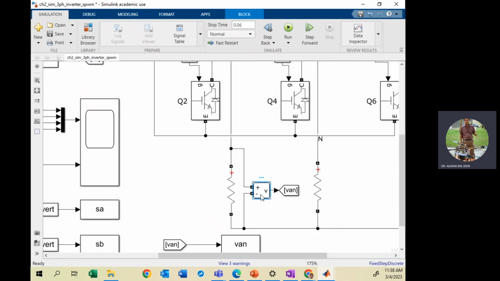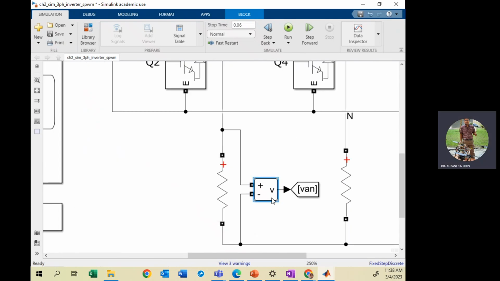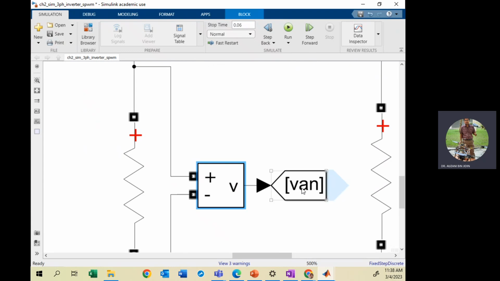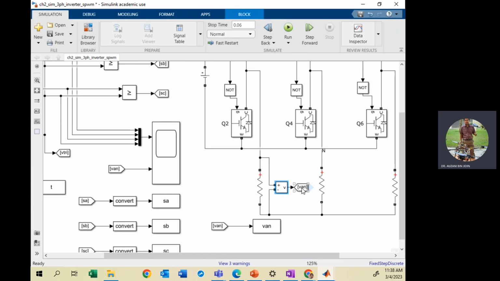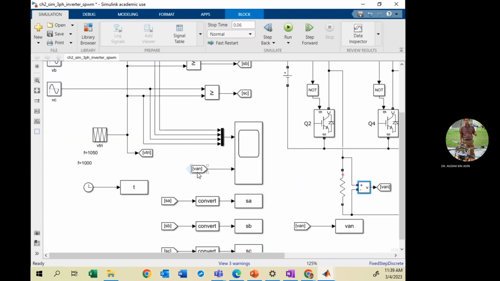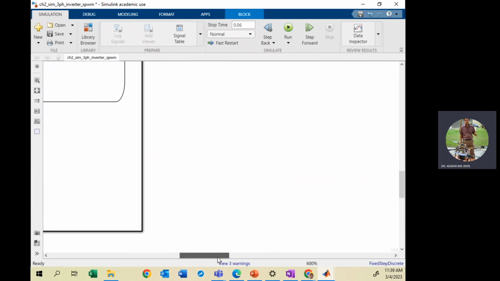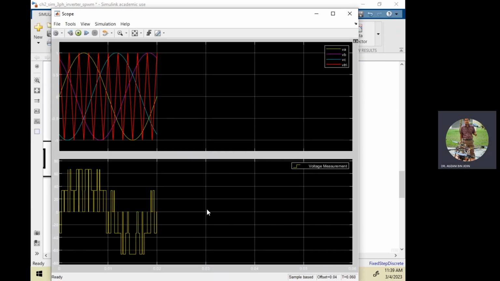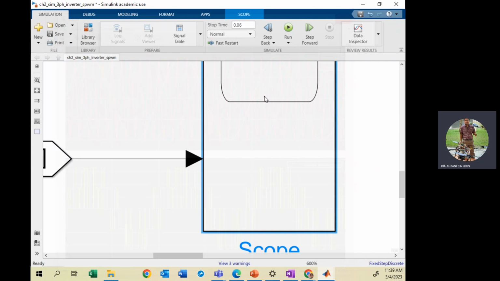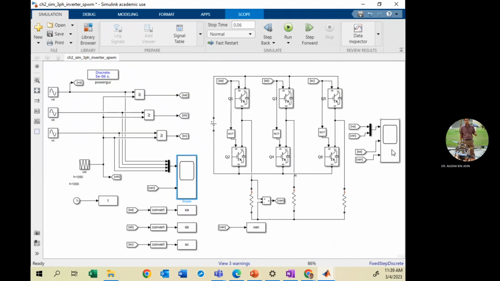In this case, I put the voltage measurement across the load. Positive here, minus, and the voltage measurement must be connected in parallel. Then this voltage measurement provides the information of the voltage VAN, and the signal will go here, VAN, same label. So that's why this scope can plot the phase voltage VAN.